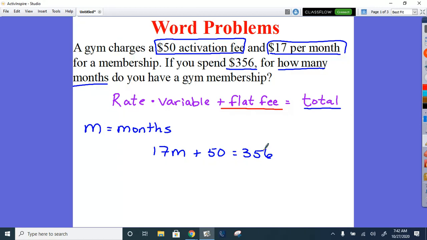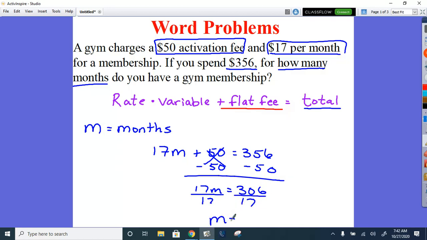So we've created it. Now we just solve as always. This is just a two-step equation from here. 17m becomes 306. Divide both sides by 17. m equals 18. Algebraically, that's your solution. Now we have to answer the question. So the question then is, how many months do you have the membership?